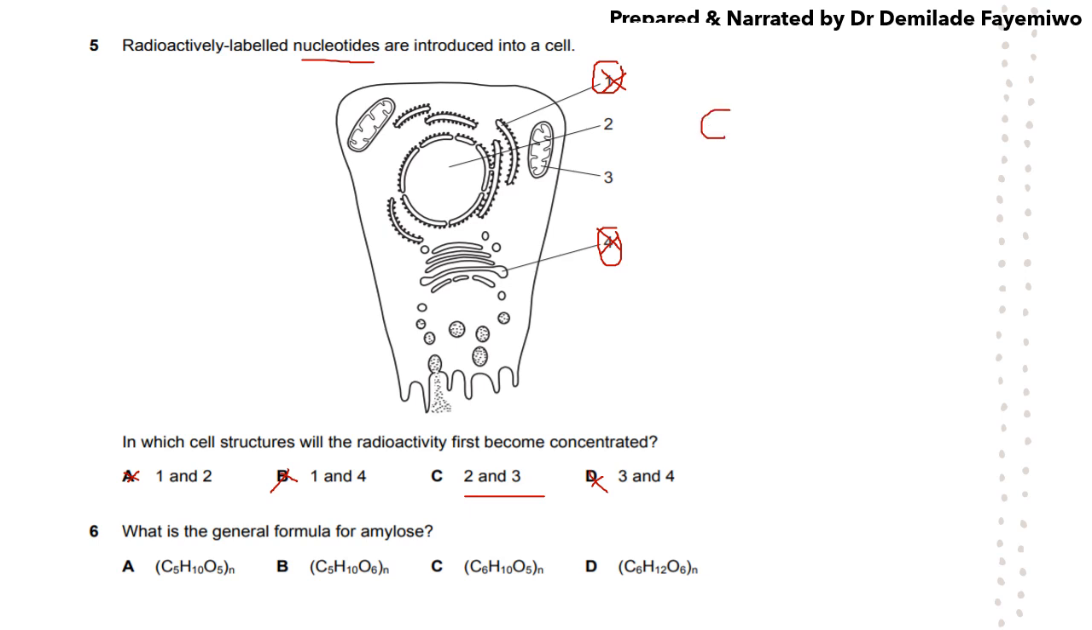Okay. Number 6, what is the general formula for amylose? Now, this is another question that I think confuses students a lot, because students typically know that amylose is made up of glucose, alpha glucose to be specific, and the formula for glucose is C6H12O6. So many students are often tempted to pick D as the answer, but the answer is not D. The answer is C, and I'll tell you why.